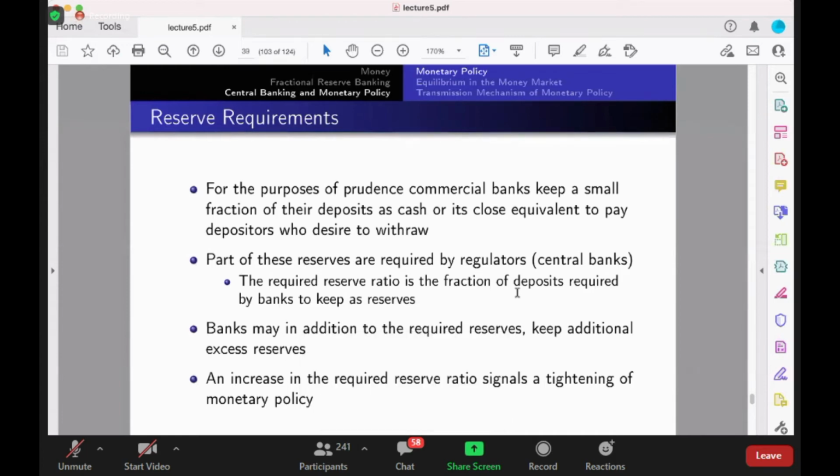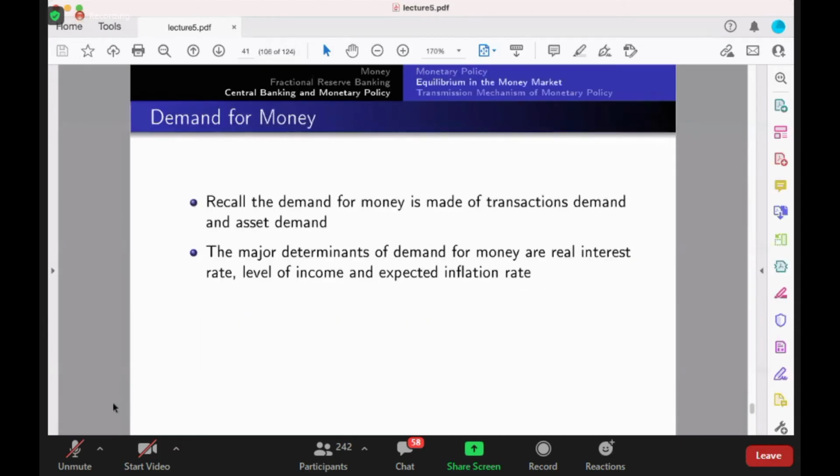So basically that's how. We could use reserve requirements, we could use the discount rate, or we can even use OMO to alter the supply of money. We can use all of those tools to alter the supply of money. It's not very difficult. Now let's come to what we know best.